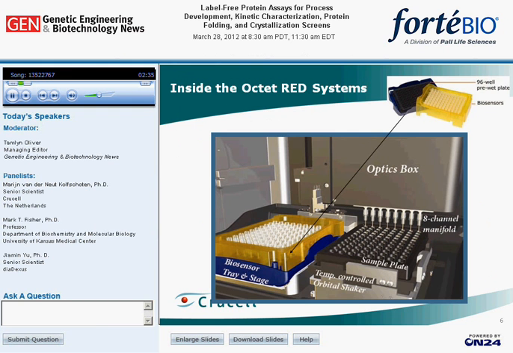For a better understanding of the Octet working principle, the inside of an Octet RED system is depicted. Here you can see the optics box with 8 channels, which allows measurement of 8 parallel sensors. The optics box is movable and can move between the sensor tray and the sample plate, which is positioned on a temperature-controlled orbital shaker. Importantly, no fluidic flows are used in the Octet. These features make the Octet very suitable for both quantitative and kinetic applications. Next slide.